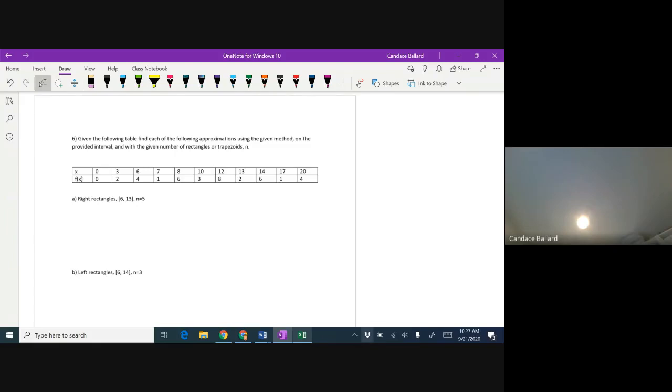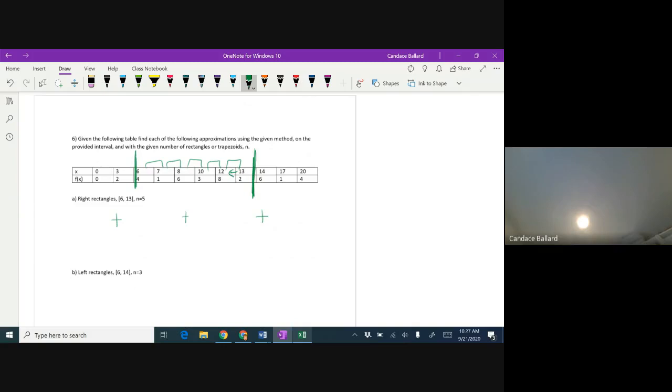So given the following table, find each of the following approximations using the given method on the provided interval with the given number of rectangles or trapezoids, which they're calling n, okay? So I've got to do a right rectangles from 6 to 13. Okay, and it says I need 5 subintervals. So 1, 2, 3, 4, 5. All right, so I'm setting up for 5. And I'm coming at it from the right side.